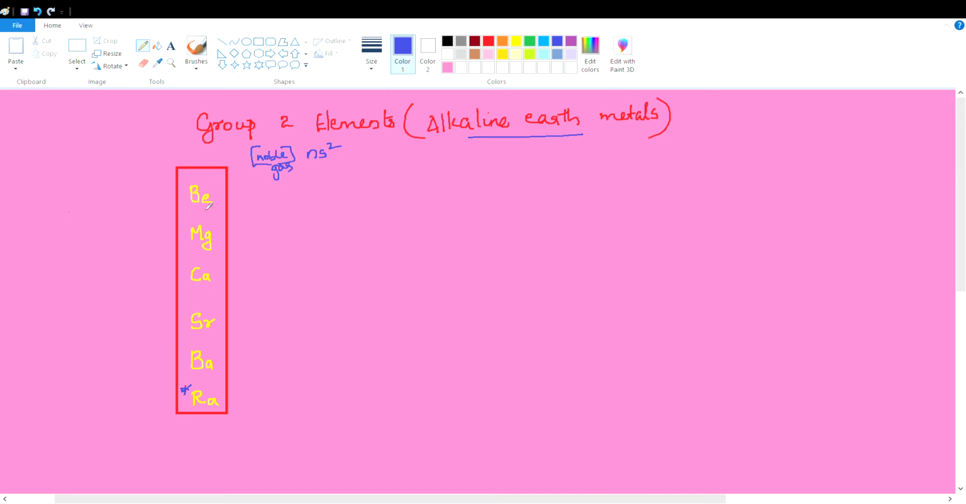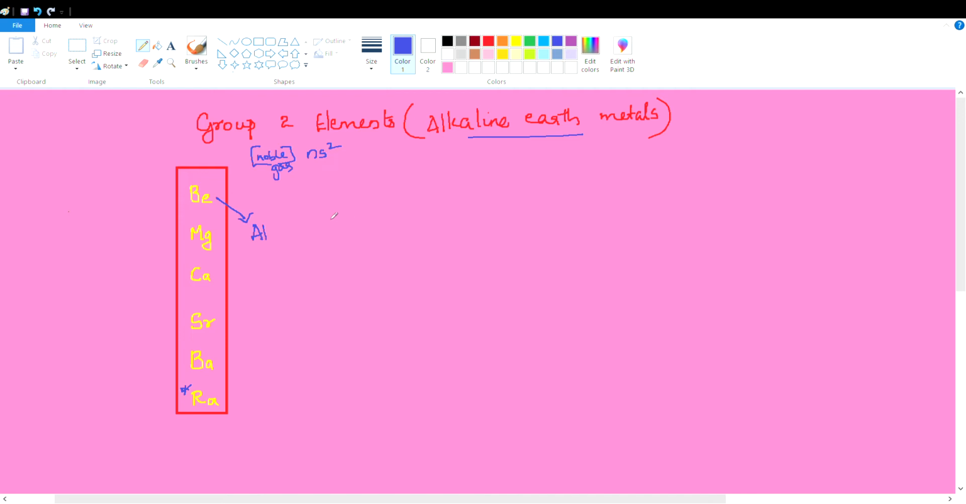We know the first member, beryllium, shows properties different from the other members of the group. That means beryllium shows anomalous behavior, and beryllium shows a diagonal relationship to aluminium, the second member of group 13. Beryllium and aluminium show similarity in properties, which is called the diagonal relationship.